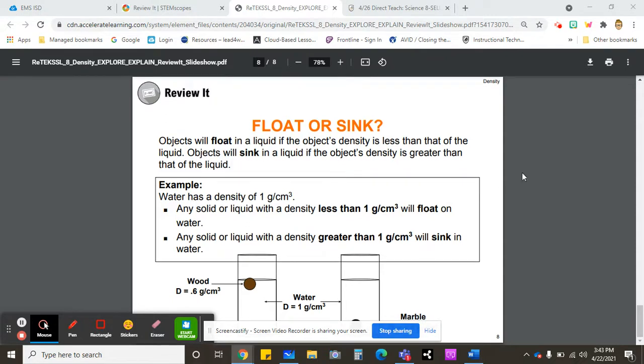This also helps us determine how objects will float or sink. Because water has a density of 1, if an object's density is less than 1, it's going to float, and it will have a decimal number like wood. If its density is greater than water, or greater than 1 gram per cubic centimeter, it's going to sink in the water like this marble. So this is how we calculate density to identify unknown substances.